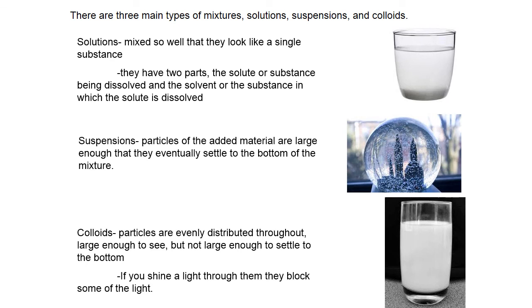The final type of mixture, and the most poorly blended type, is a suspension. In a suspension, the particles of the added material are large enough that they will eventually sink and settle to the bottom of the mixture. They may appear to be suspended for a while, but they will eventually settle to the bottom. For example, think about a snow globe, salad dressing, or any drink that says "shake well" on the label. You shake orange juice before drinking it because the pulp has all settled to the bottom of the carton. The pulp and the juice are a suspension.